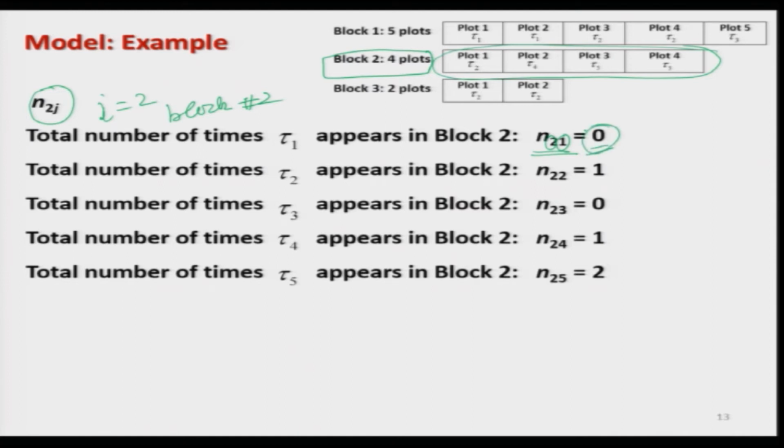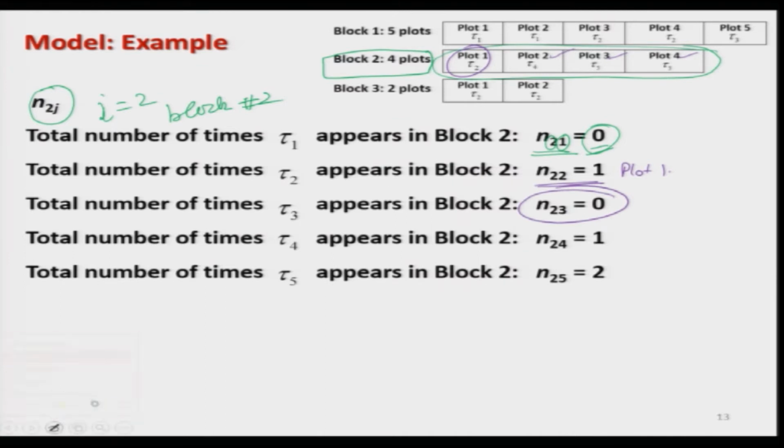Similarly, for treatment number 2, you can see treatment number 2 is occurring in plot number 1. So, in this case the total number of times tau 2 occurs in block number 2 is given by N22, which is equal to 1. And what about treatment number 3? Treatment number 3 is not occurring in plot number 2, 3 or 4. So, this value becomes 0.